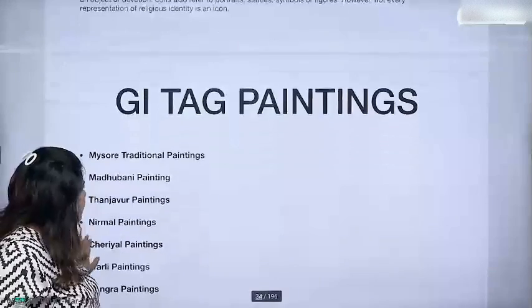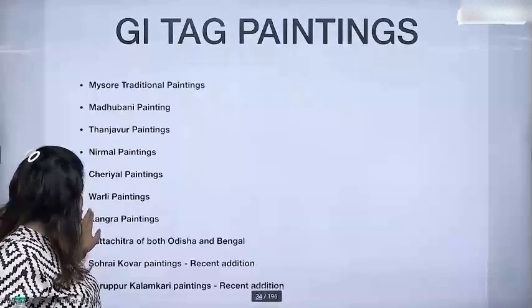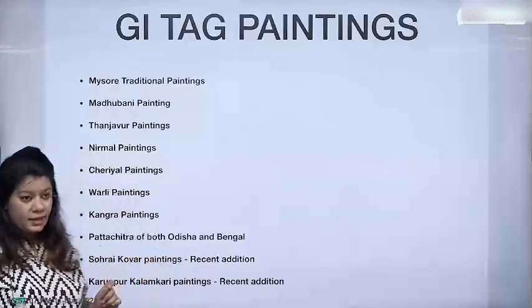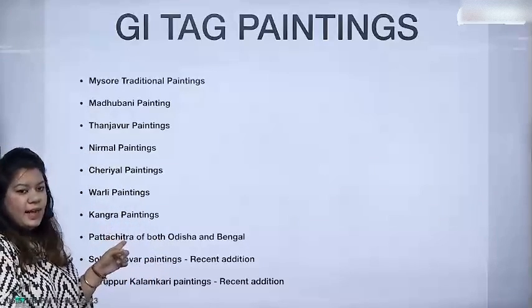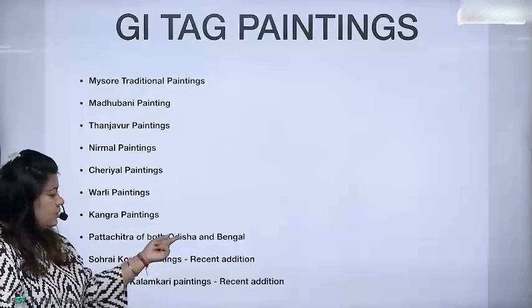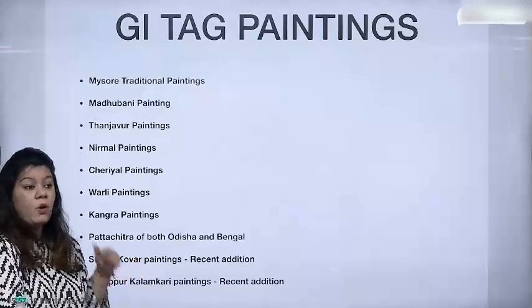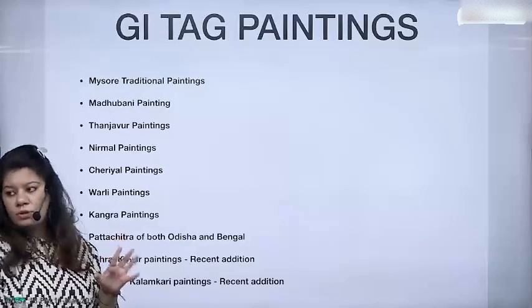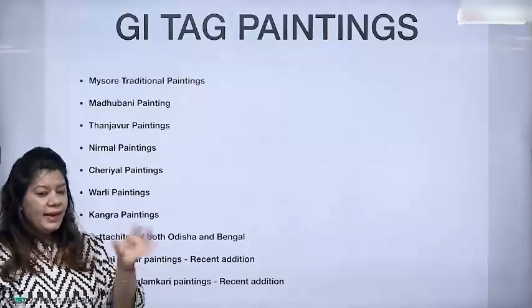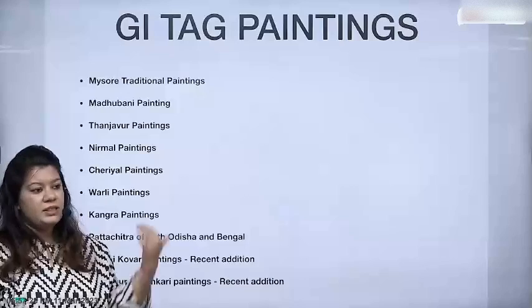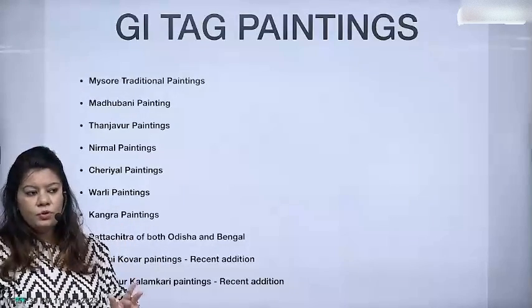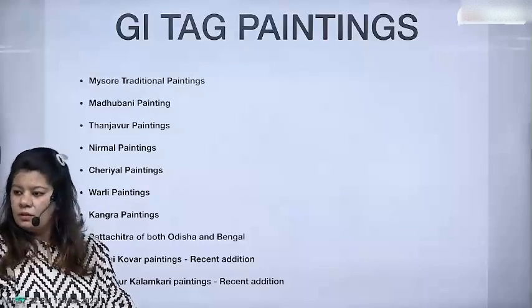Then what are the GI tag paintings? So if someone asks you, is Pattachitra a GI tag painting? Yes. But it has received GI tag from both the states. Odisha is the most popular one, but it's also found in Bengal. So Bengal Pattachitras have also received GI tag. I hope you understand, just to give you an example, a kind of product, Pattachitra can receive GI tag from 2 different states. You know na?